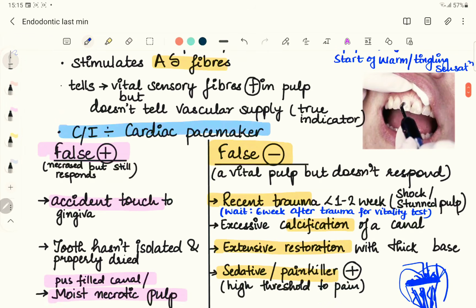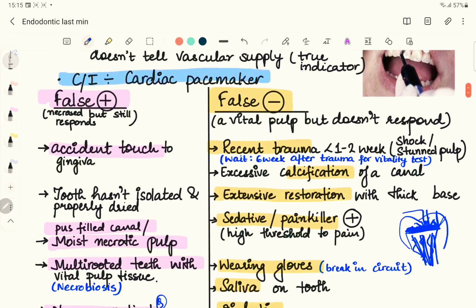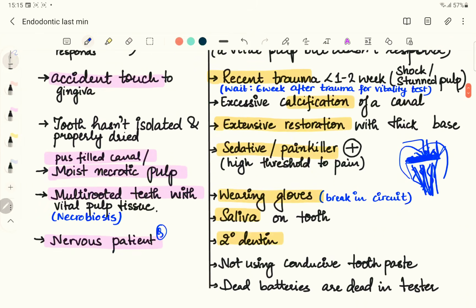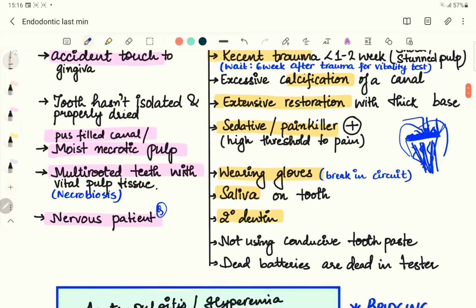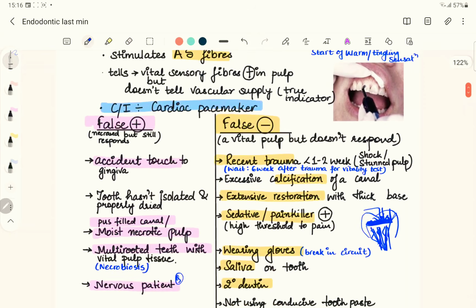False negative is when the pulp is vital but it is not responding. Either the pulp is traumatized, or any calcification or thick restoration is restricting the current going to the pulp, or the patient has taken a painkiller, that's the reason the patient can't feel any pain. Or there is no current flowing, that means there is no circuit. If you are wearing gloves, or the batteries are dead, or not using toothpaste, that means the current itself is not flowing. That's the reason the patient can't feel it. So any of these reasons can cause a false negative result.